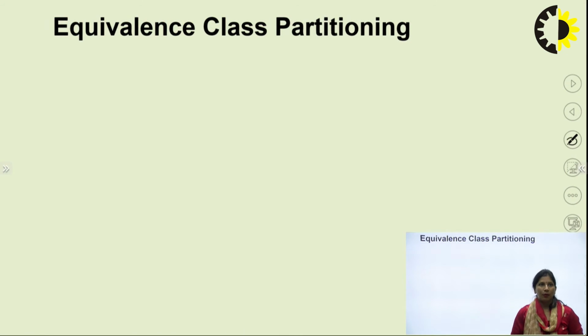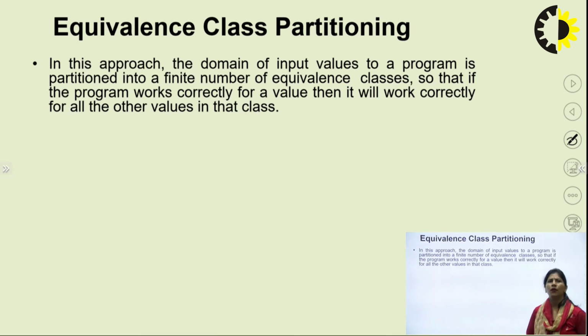The second type of functional testing is equivalence class partitioning. How will we do this? It is also called equivalent class partitioning. In this approach, the domain of input values to a program is partitioned into a finite number of equivalence classes, right?